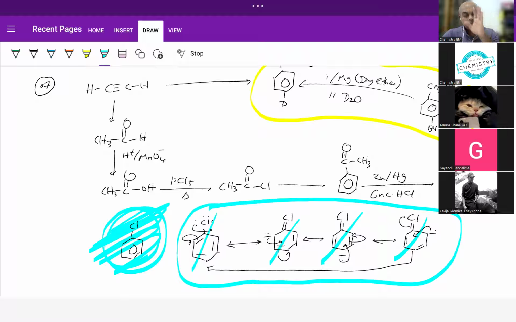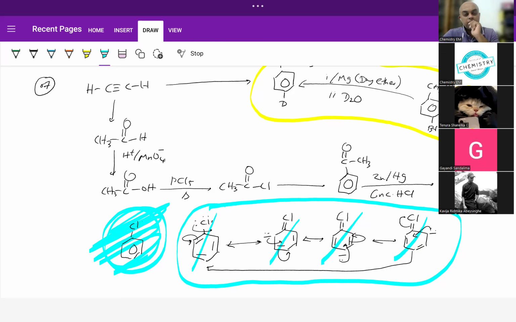But this is the most popular and most frequently used method, because you can't replace chlorine very easily due to the double bond in between the benzene ring and the chlorine atom. Why the double bond? Because of the mesomeric effects, right? Electrons are moving here and there. 3 out of 4 positions are having a double bond. Only one time it is not there.